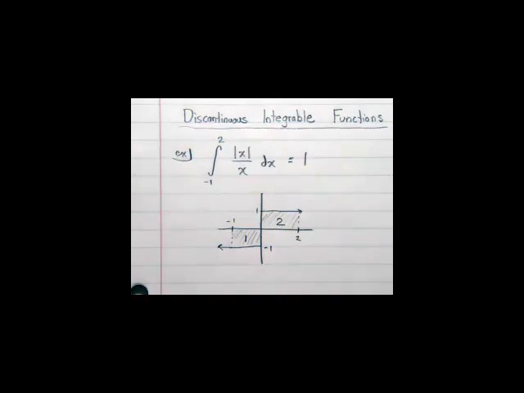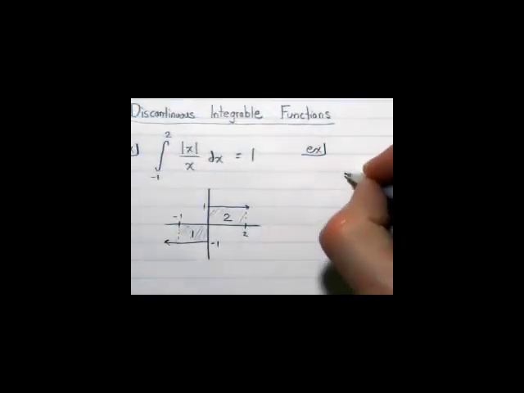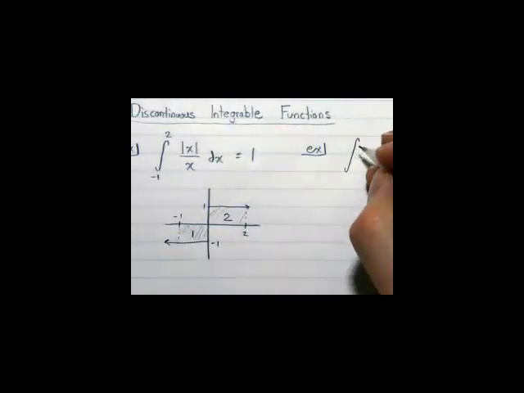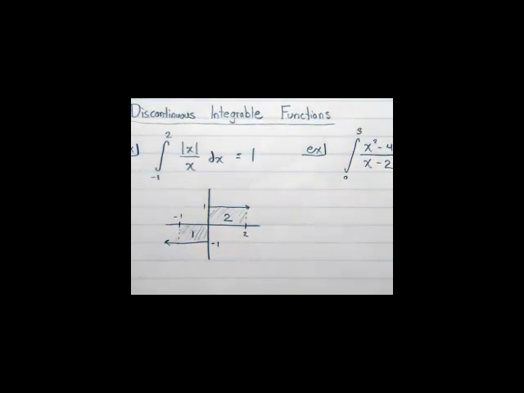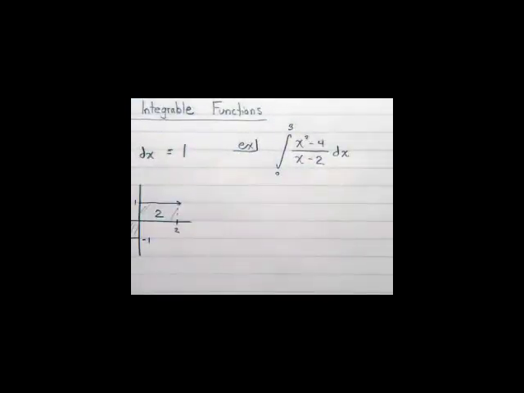If you have a removable discontinuity, not a big deal. That one works too. So here's an example of that. Let's say we wanted to do the integral from 0 to 3 of x squared minus 4 over x minus 2. Okay, so in that one, can you look at that function and tell me where the discontinuity is going to happen? At 2, right? Which happens to be in the interval.